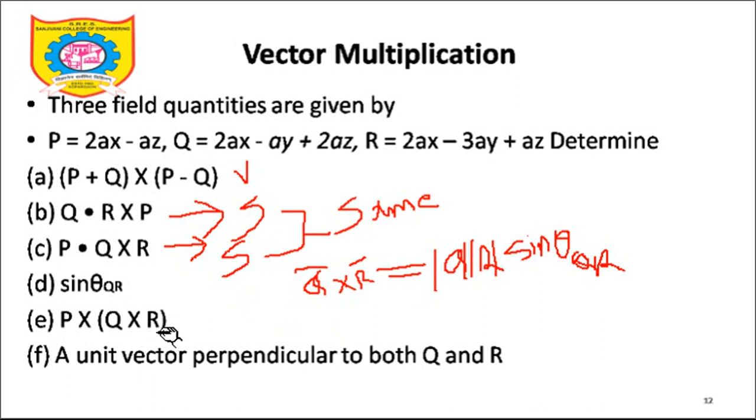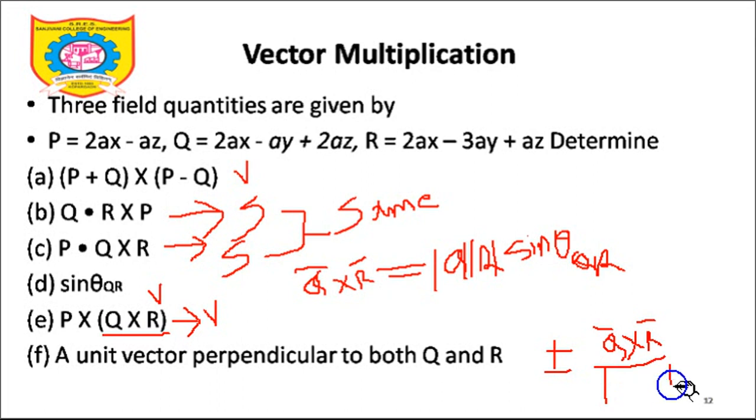Then P bar cross (Q bar cross R bar). First of all, calculate Q bar cross R bar, it will result in a certain vector, then cross with another vector, and the result is once again a vector. For the unit vector perpendicular to both, the formula is plus or minus Q bar cross R bar divided by the mod of Q bar cross R bar.